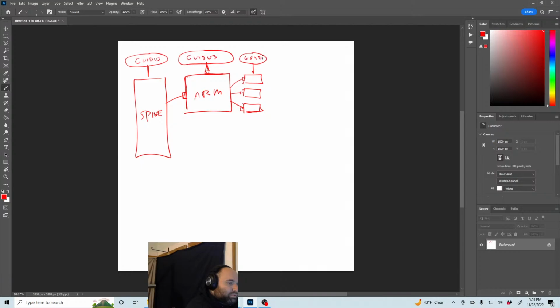Apparently I can't write while I'm holding my hand out like this.